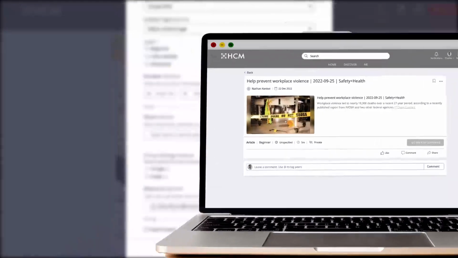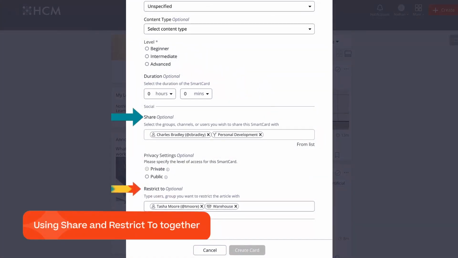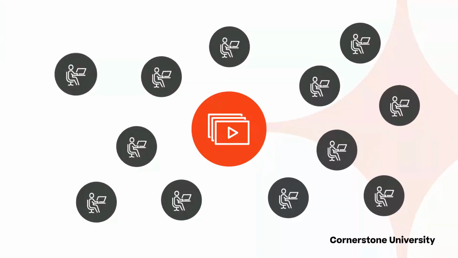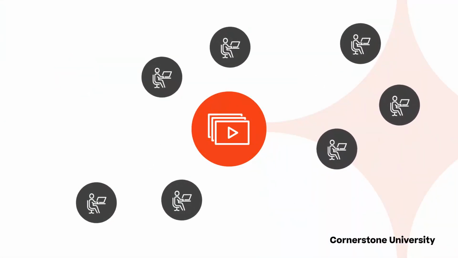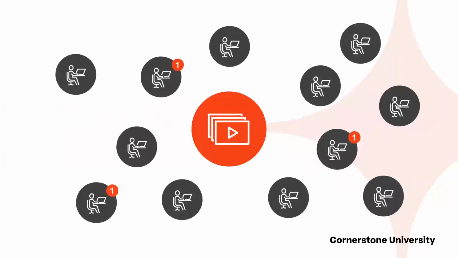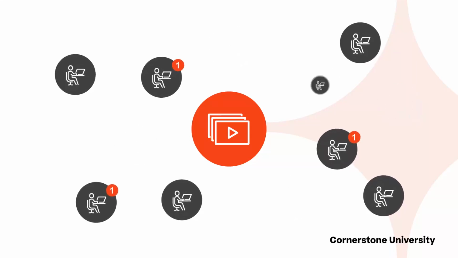It's also possible to use both share and restrict to at the same time. When doing so, only users that meet the restrict to criteria have visibility. Users that meet both the share and restrict criteria receive notifications and see the content. If you meet the criteria for shared but not restrict to, you do not receive a notification or see the content.